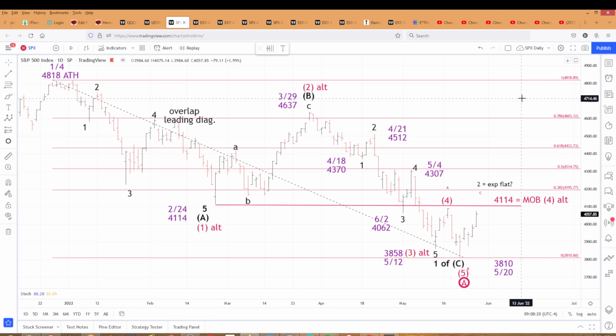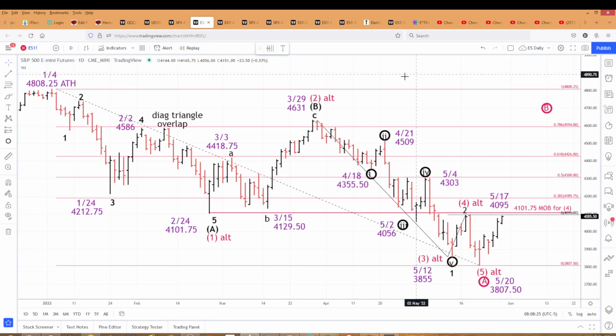Let's move from the S&P cash to the ES mini futures. Same chart here, daily, same thing, okay? We've got that here, just a little different numbers. We've got 4101.75 for that 4, okay? There's the alternate there. And we've got this low at 3807.50.